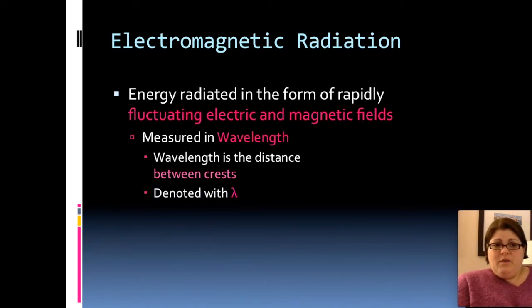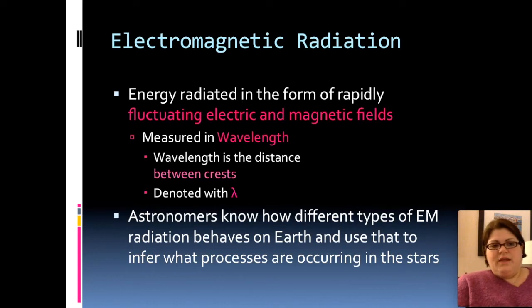We denote it in equations when we do math with that upside down Y shape. That upside down Y shape is called lambda. It's a Greek letter, and just like we would use X, or we might use M for mass. And as I mentioned, we understand light pretty well because we can work with light on Earth. So because astronomers know how different types of electromagnetic radiation behave on Earth, we can then infer what they are like in space.